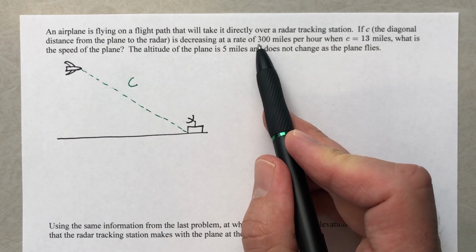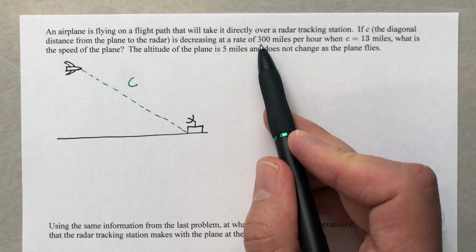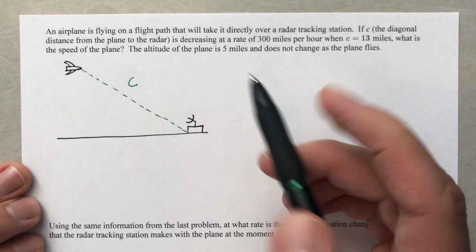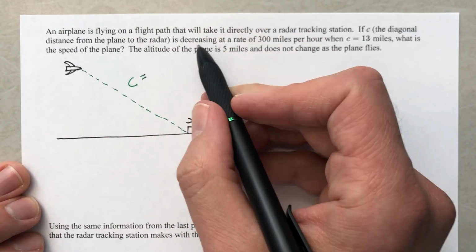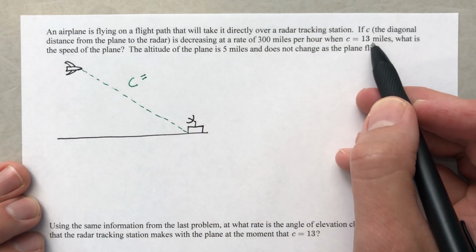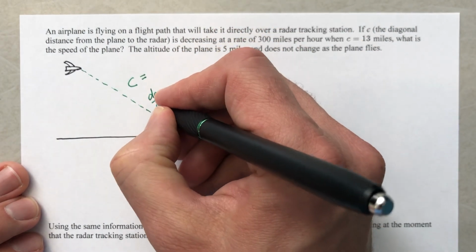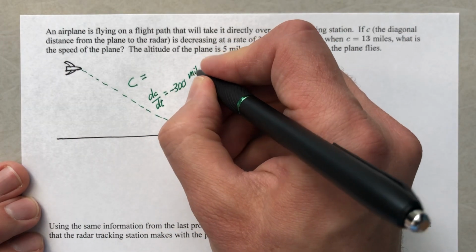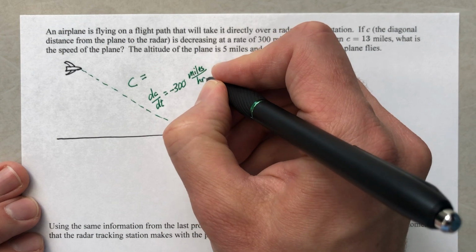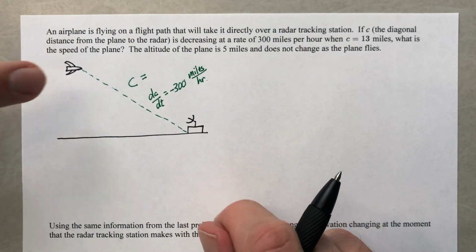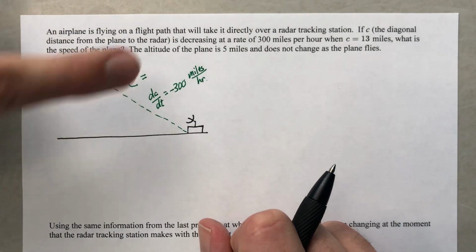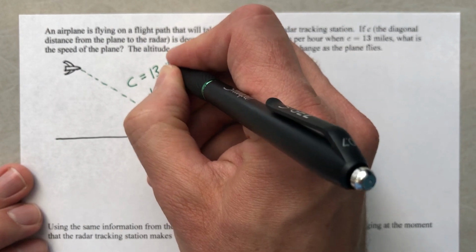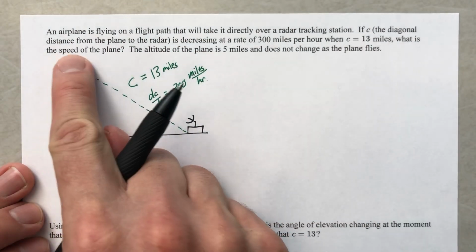Okay, we're about to start listing what we know, but what we know so far, the 300, is not c, it is the rate of c, and it is decreasing. So we have not yet read what c is. There it is. But we do know that c is decreasing at a rate of 300 miles per hour. And it makes sense that it's decreasing because the plane is flying this way. Okay, c is 13 miles. What is the speed of the plane?